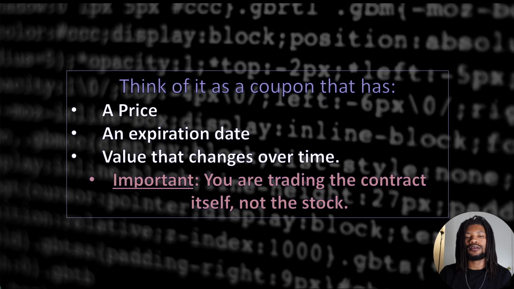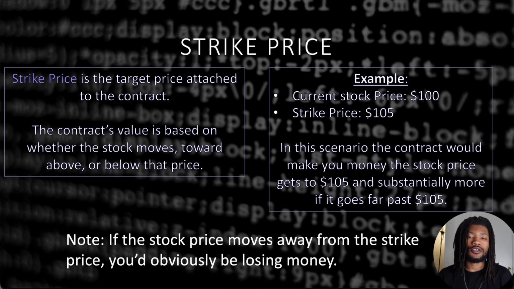Try to think of an options contract as a coupon that has a price, an expiration date, and a value that changes over time. And it's important to know that you're not trading the stock. You're trading the contract itself. That's an important one.